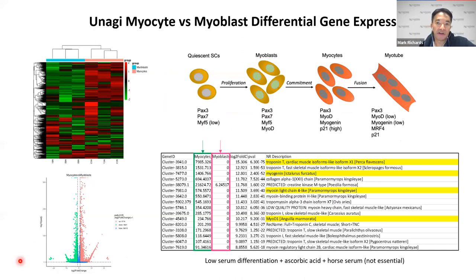So we went on to further characterize the differentiated unagi cells. Here we used RNA-seq for transcription profiling, and we compared the transcription profiles of the myoblasts with the unagi myocytes. And indeed, we can see upregulation of muscle-specific genes upon differentiation. For example, MyoD and myogenin are upregulated in the differentiated unagi myocytes. So in terms of the protocol which we used, it's standard. We have adapted it a little, but it generally involves low serum with supplementation of ascorbic acid. Serum is not entirely essential, but it does improve the yield of differentiated muscle cells at 1 to 2% horse serum.